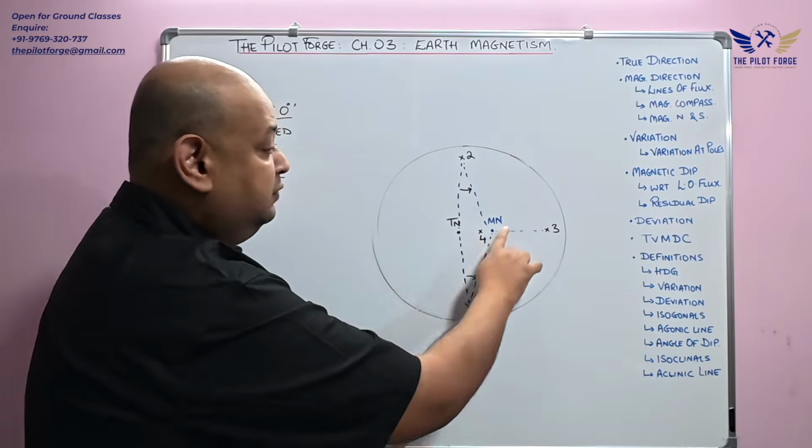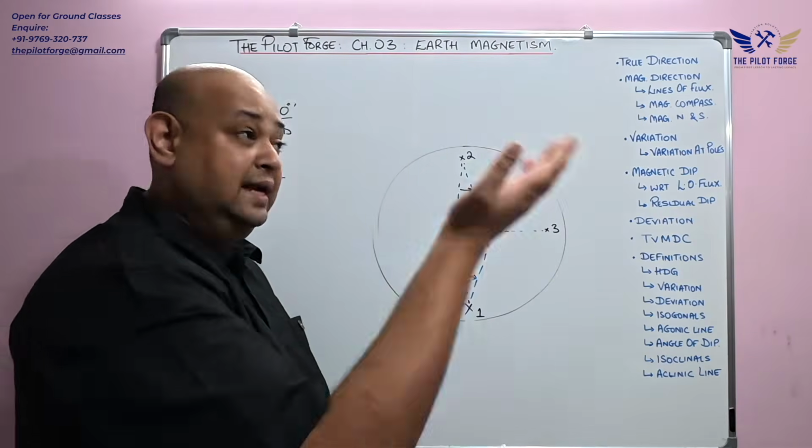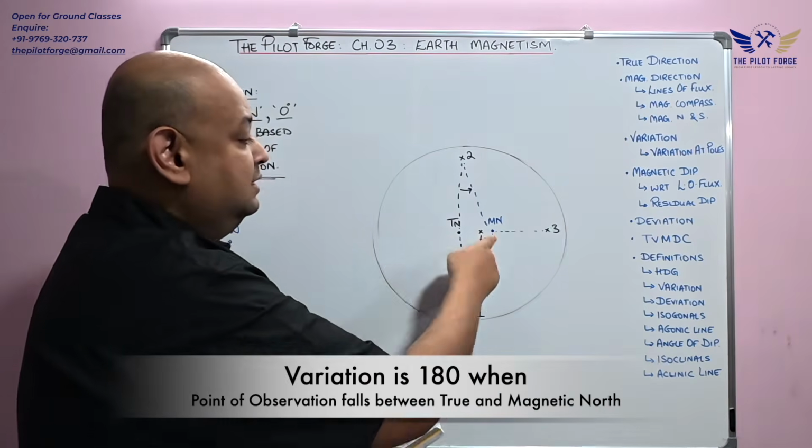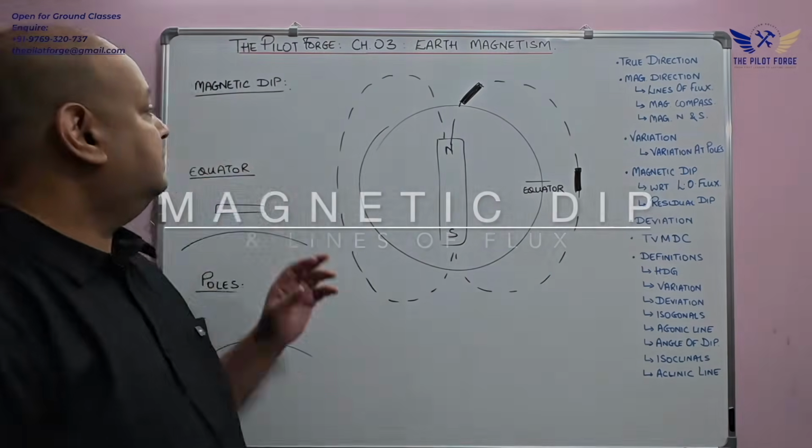Now, if you're in between true north and magnetic north, true north on one side, magnetic north exactly opposite to the other, you can see that the variation is 180 degrees. Now we're going to take a look at magnetic dip.